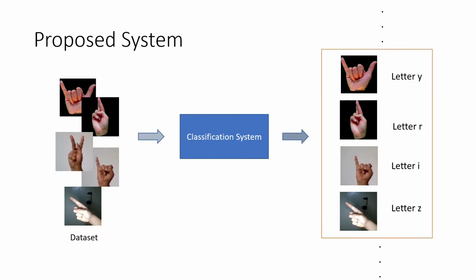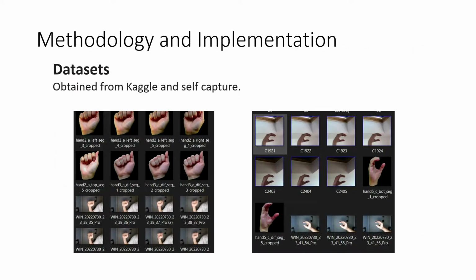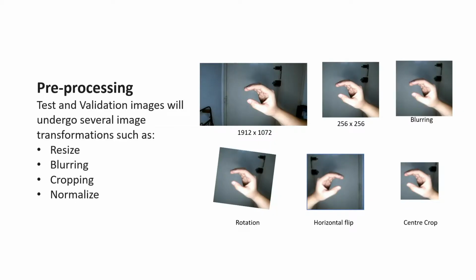This is the proposed system where all the obtained dataset will be fed into the classification system, and the system will classify them into their own letter class. The methodology and implementation of this project: firstly is the dataset, where all datasets are obtained from Kaggle and self-captured. These datasets are provided using the link in the description below.